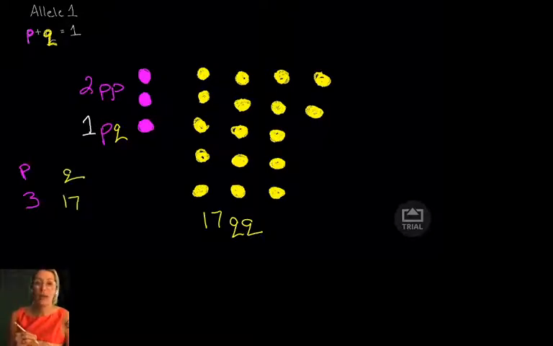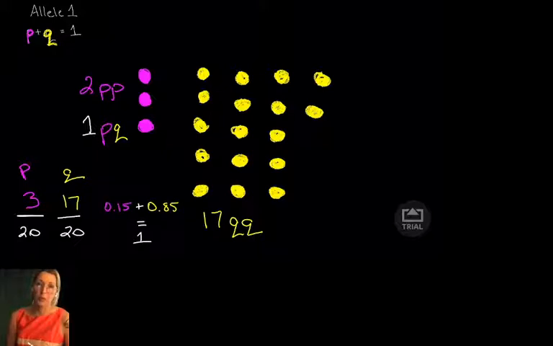Okay, so then at allele 1, at that first allele, how many are Q? Well, every single one of those homozygous recessive individuals, their first allele is going to have to be Q. So 17 of them are Q. There's 20 individuals in the total population. We divide by 20. Boom and boom. We get 0.15, 0.85. Add those up, you get 1.